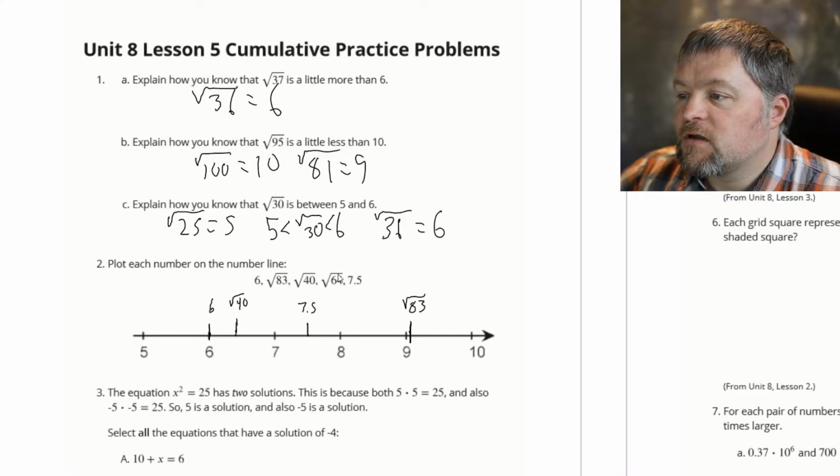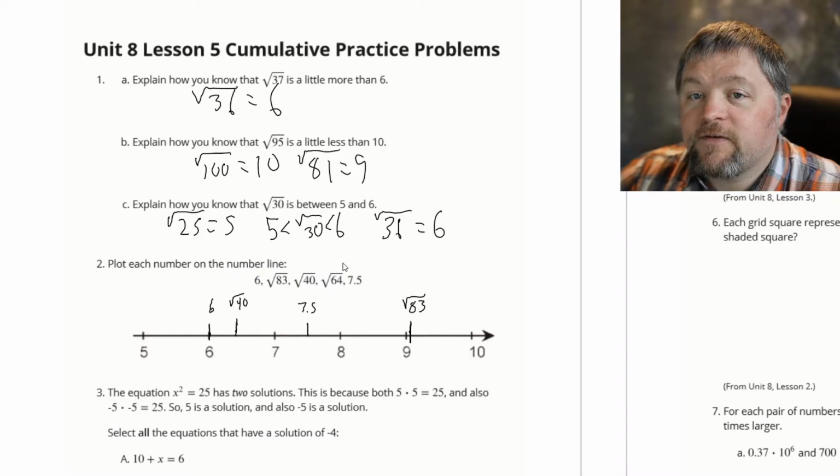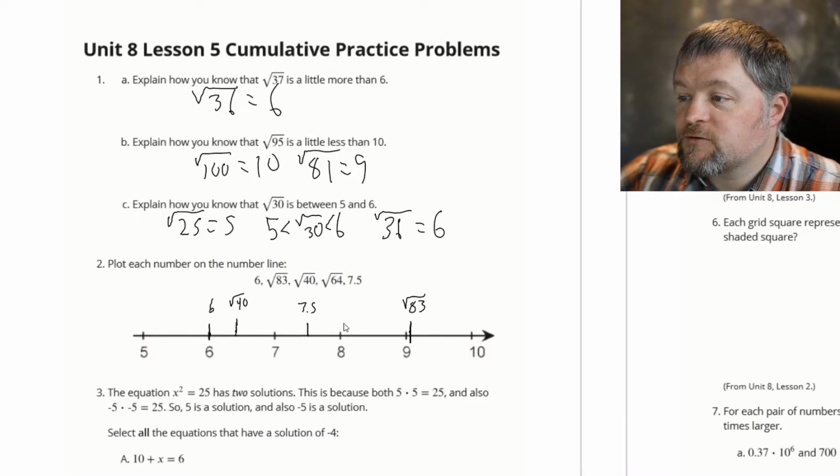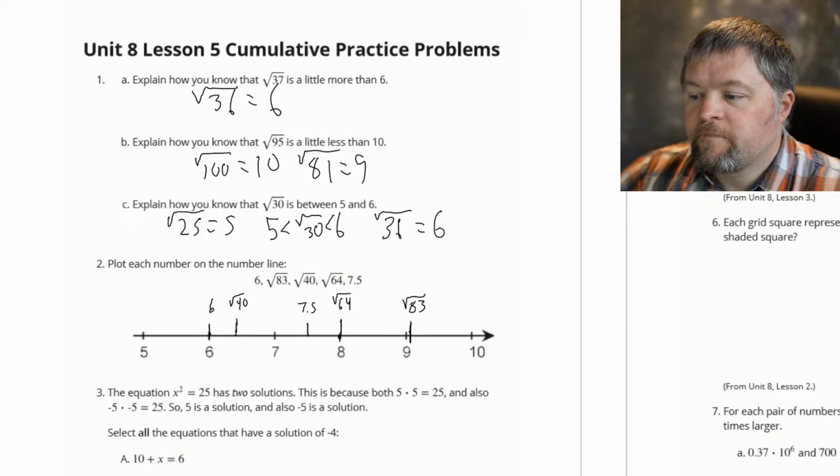Now, next one, square root of 64. 8 times 8 fell on the floor, picked it up, it was 64. The square root of 64 is 8. Okay, we have some numbers on our number line.